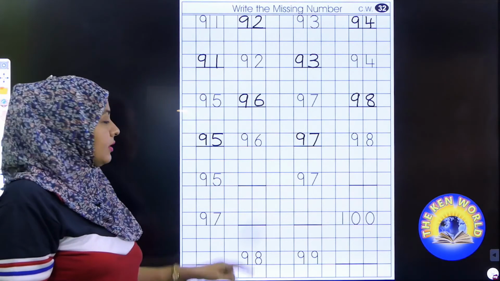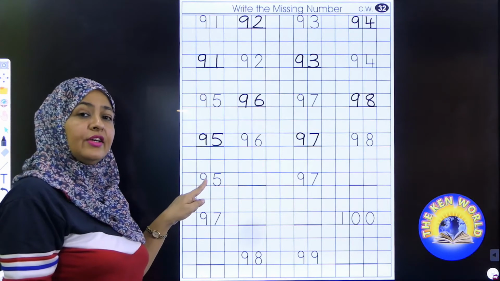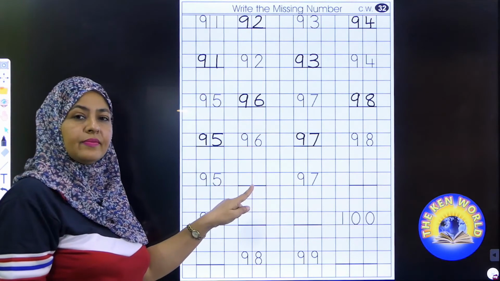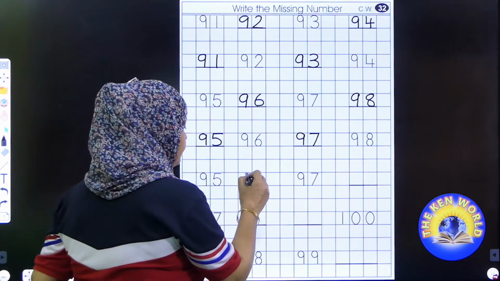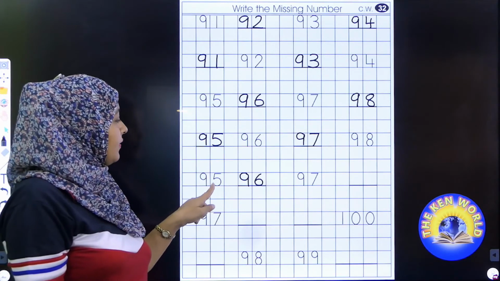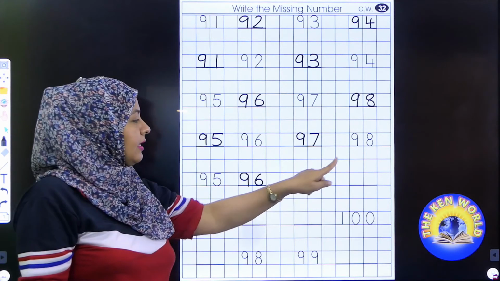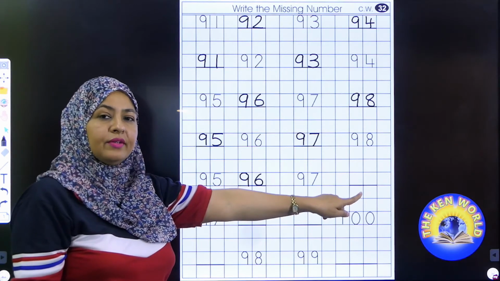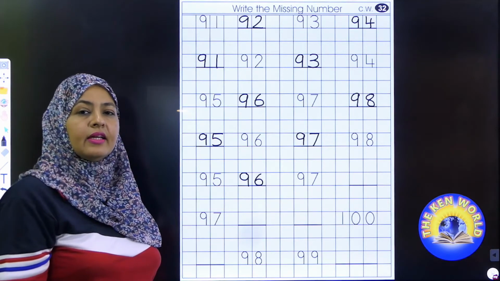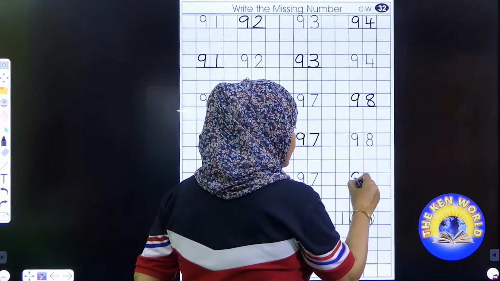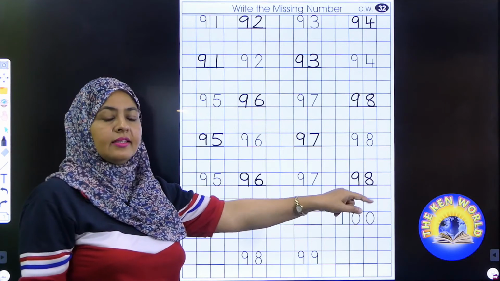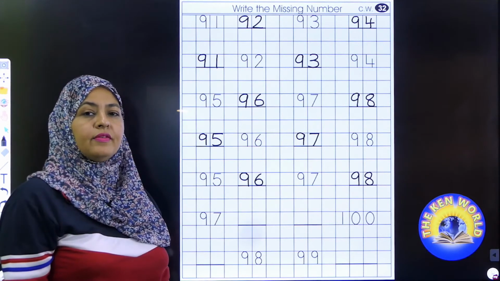Good. Here we have number 95. And the next number is missing. So after 95 it is? Very good, 96. 95, 96, 97. And there is no number after 97. To fill it, tell me what comes after 97. Correct, number 98. After 97, it's 98. Complete it fast. Then we will move to the next row.